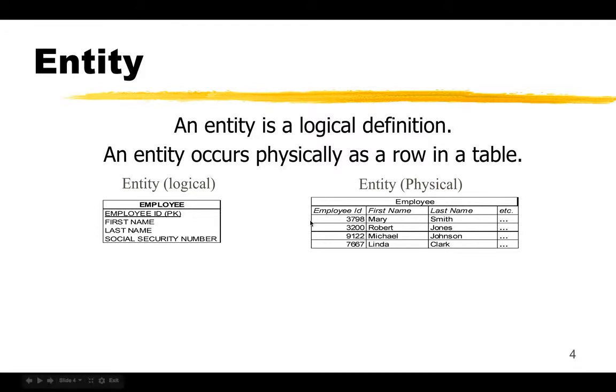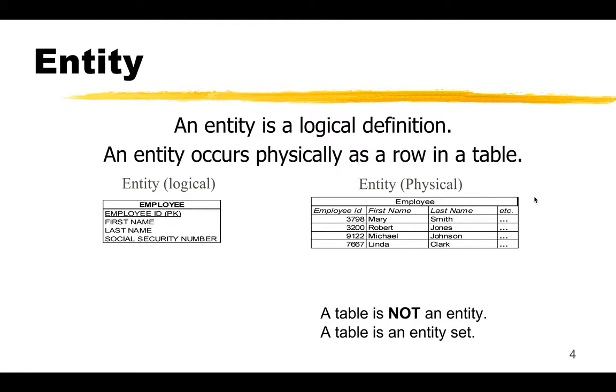Okay? So when you have all these entities together, a table is not an entity. Please keep this in mind. It often gets confused because to physically implement an entity you need to create a table in the database. But the table itself is not the entity. The entity is basically the different rows within it, because you're trying to form the logical definition of what all these different things would actually be. So keep in mind, a table is not an entity. It is an entity set, a collection of entities.